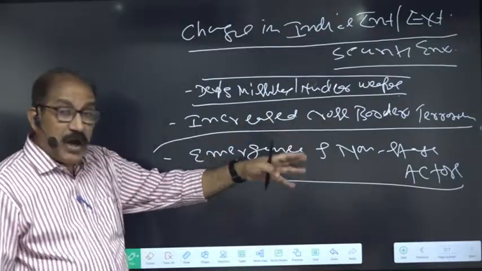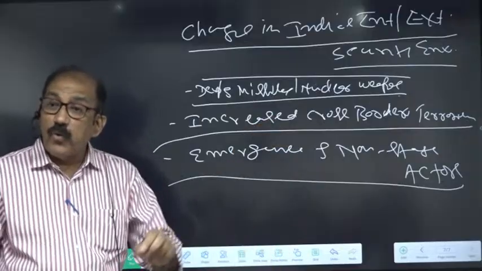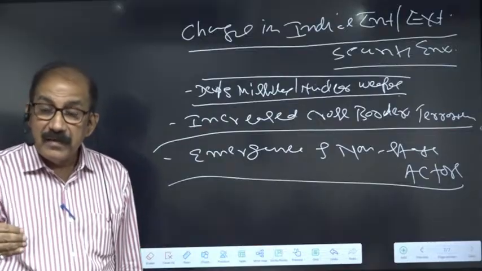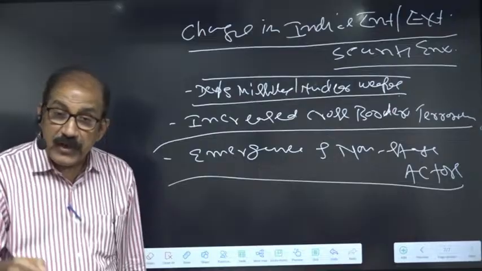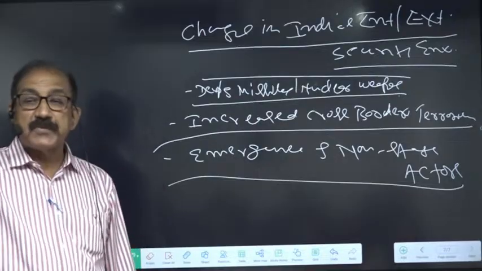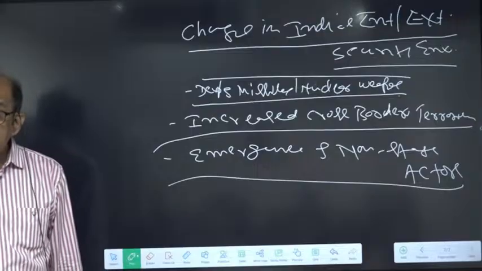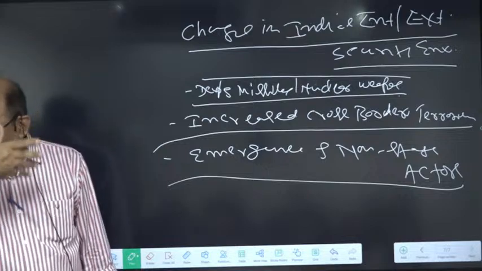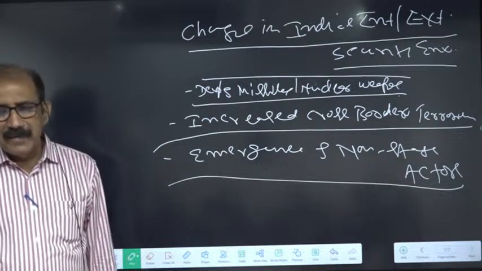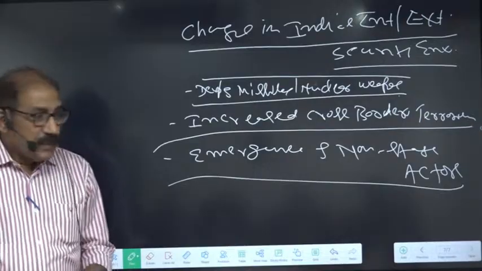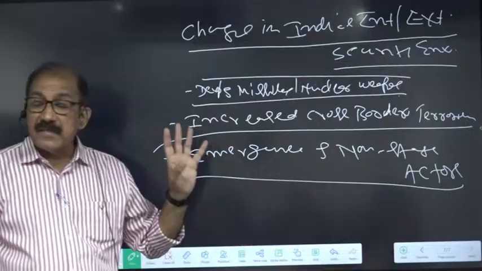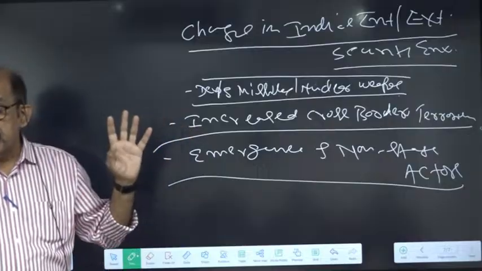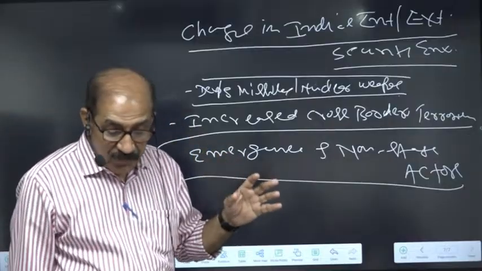This means the state actor is supporting non-state actors. Those terrorist outfits, those fundamentalist outfits, are known as non-state actors. So there is a threat not only from Pakistan and the Pakistani army, but also from Pakistan-based terror groups. They are non-state actors, like Lashkar-e-Taiba, Jaish-e-Mohammed, and so many outfits that are there. The emergence of non-state actors has brought about a change in India's internal and external security environment.